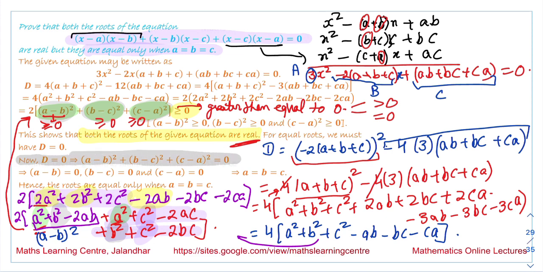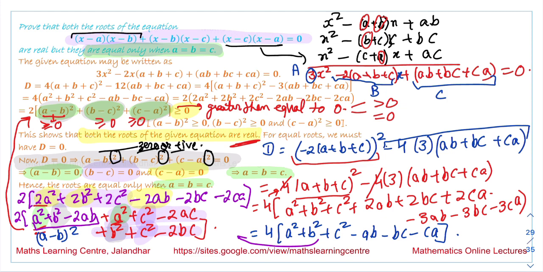Now the discriminant being equal to 0 implies the sum of these terms is 0. We have a square on this, a square on this, a square on this. It means all these three terms can be either 0 or positive. So for the sum to be 0, all these three terms should be individually 0. That is, a minus b is 0, b minus c is 0, c minus a is 0. So the final answer we get is that a is equal to b is equal to c. So the discriminant will be 0, that is, they have equal roots only when a is equal to b is equal to c.